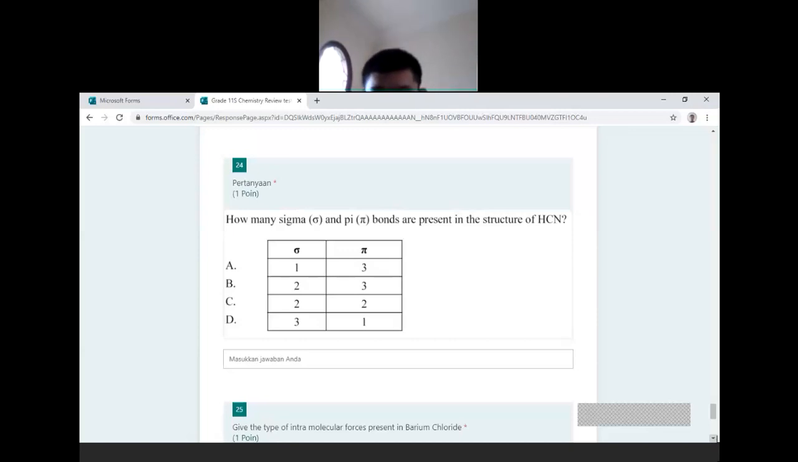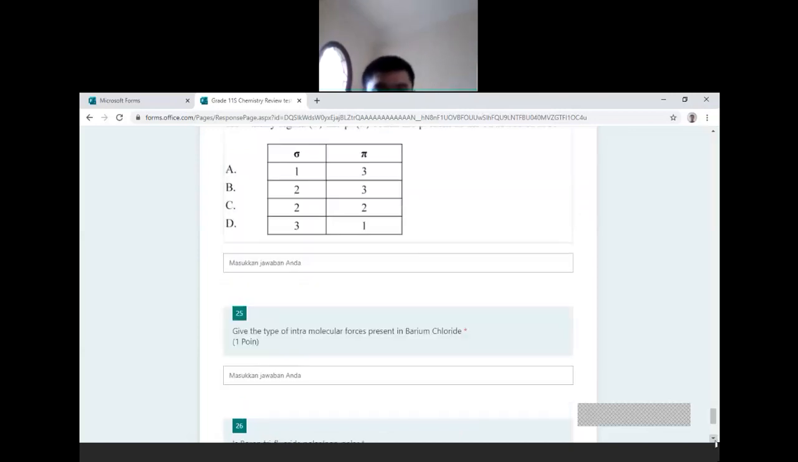Next, number 25, which type of intramolecular forces is present in barium chloride? The intramolecular force in barium chloride is ionic bonding. It is ionic bonding because barium is a metal and chlorine is a non-metal.